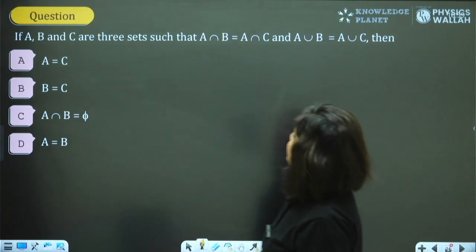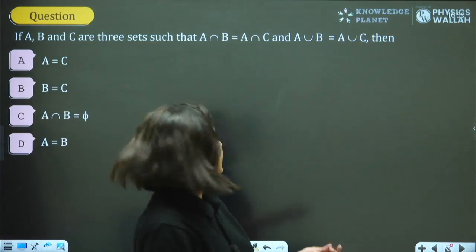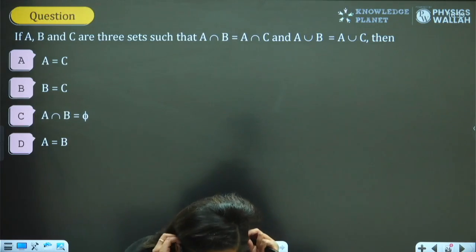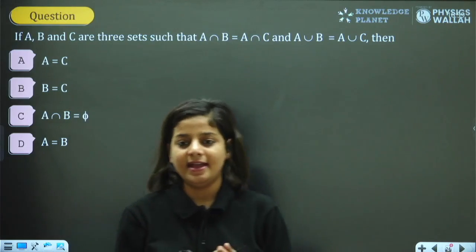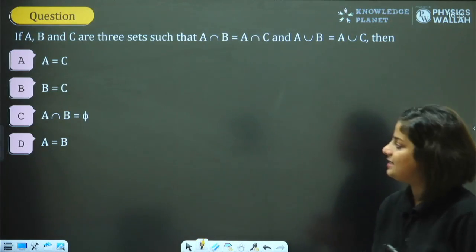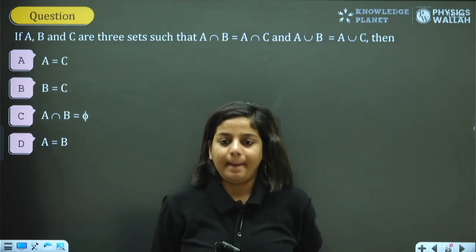A, B, C are three sets such that A intersection B is equal to A intersection C and A union B is equal to A union C. Then which option is correct? Is A equal to C? Is B equal to C? Is A intersection B equal to phi? Or A is equal to B? Okay.